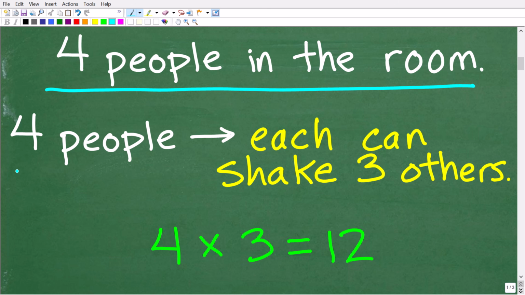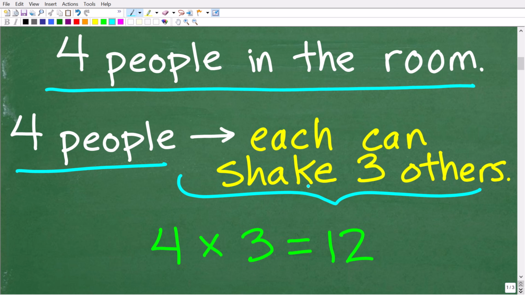All right, so there are 4 people, and of course we're going to use the same logic, and that is each person can shake 3 other people's hands, right? So you've got 4 people, and each person has 3 other people they can shake hands with. So 4 times 3, of course, would be 12. So this is logical and reasonable, however, it is wrong. And I think a great way to understand why it's wrong is to look at the problem visually.